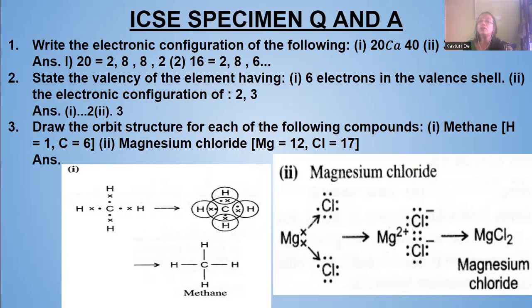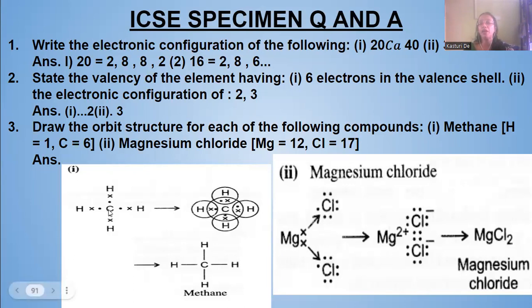Okay. Now draw the orbit structure of each of the following compounds. First is methane, that is hydrogen 1, carbon 6. That is, the valency of hydrogen is 1 and of carbon is 4. And magnesium chloride, where magnesium is 12 and chlorine is 17. So let us draw the structure. The orbit structure, not the electron configuration, the orbit structure.